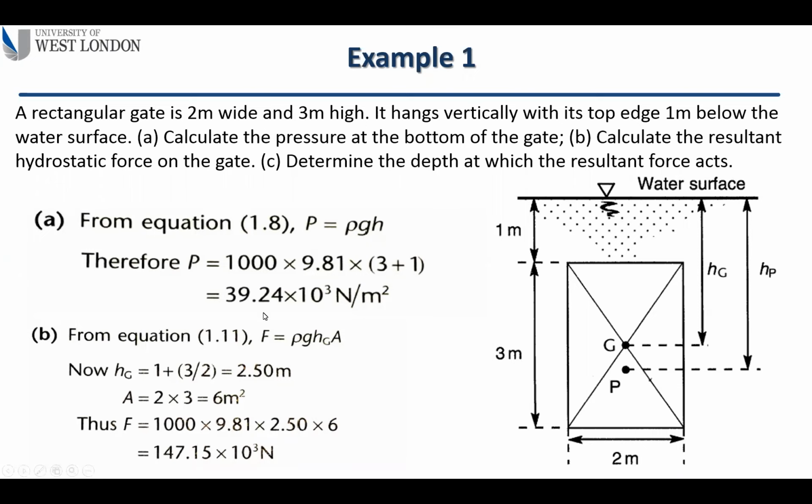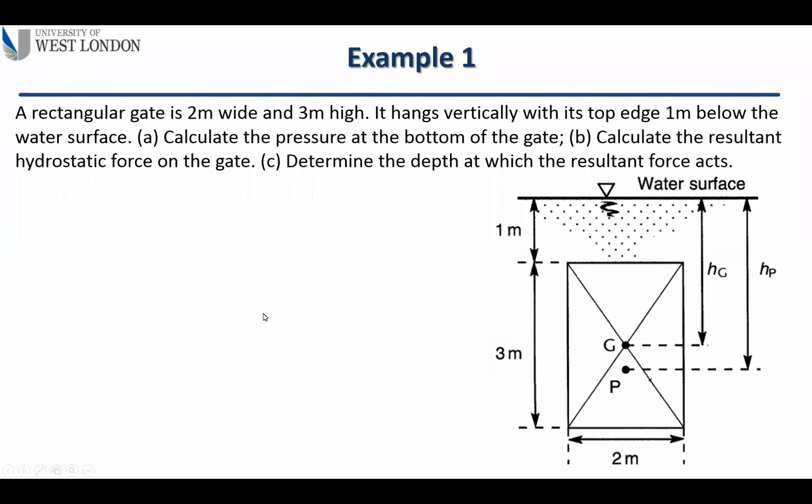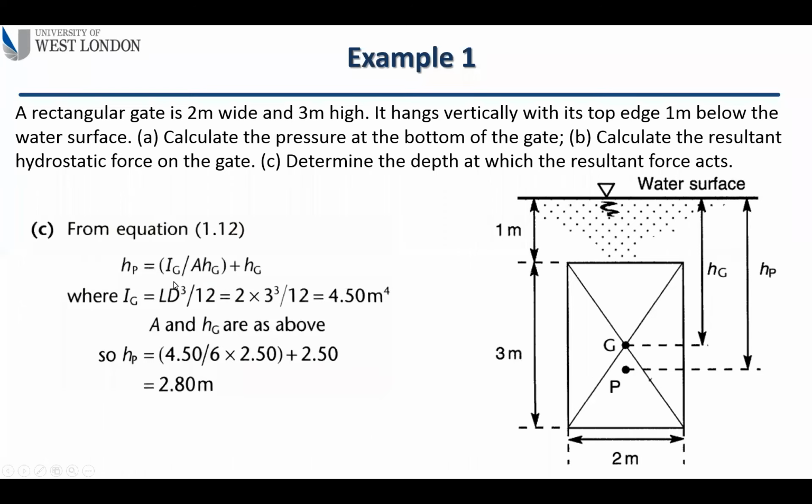Okay, let's look at section C, the last section in this example. We need to determine the depth at which the resultant force acts. For this one, we need to calculate the center of pressure. As you know, we have a simple formula to calculate the vertical depth of the center of pressure, h_P, which is equal to I_G, the second moment of the area, divided by A, the area of the gate, times h_G, the vertical depth of the centroid, outside the bracket, plus h_G, which is again the centroid.